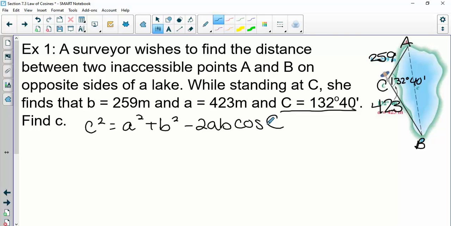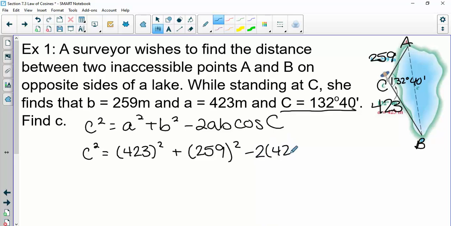All right, so we're going to plug in what we have. I don't know side C. Side A is 423 squared. B is 259 squared. Minus 2 times A times B. Cosine of 132 degrees, 40 minutes. Make sure you're in degree mode.